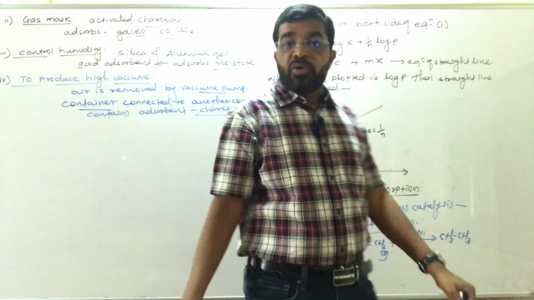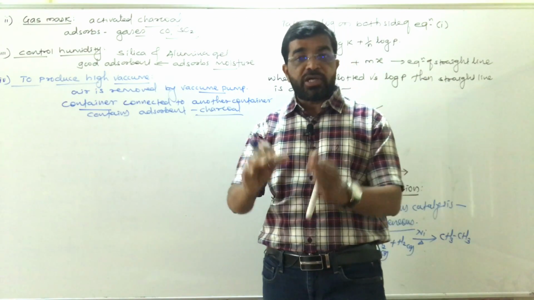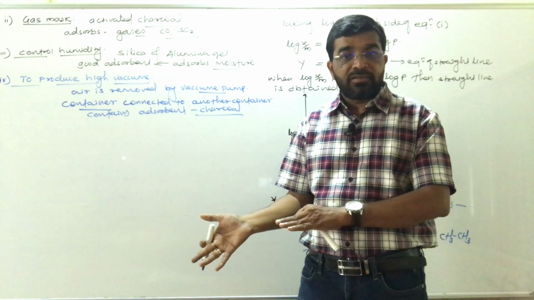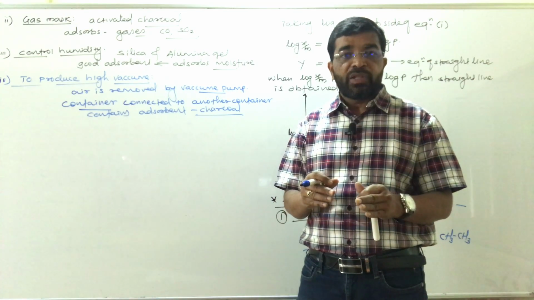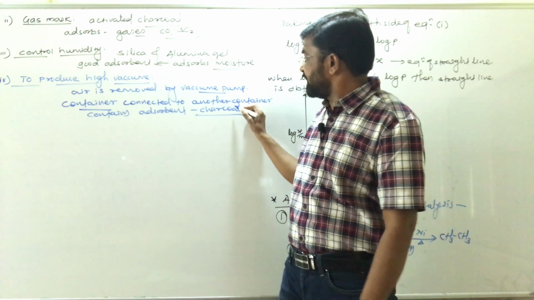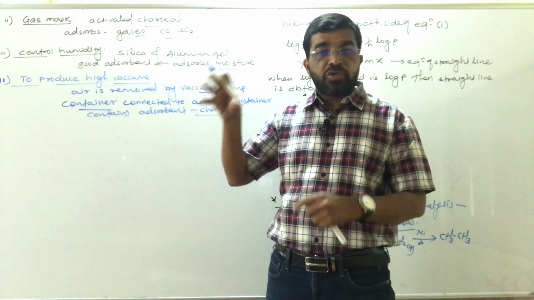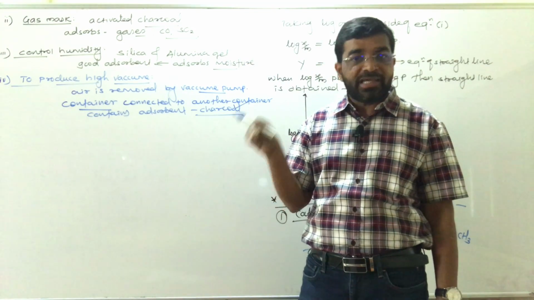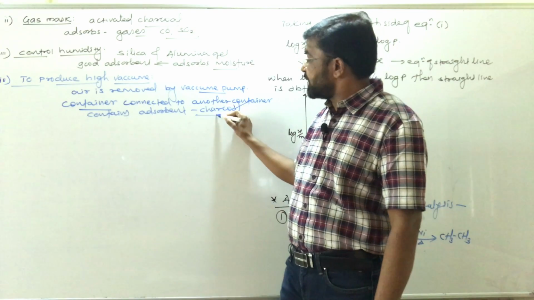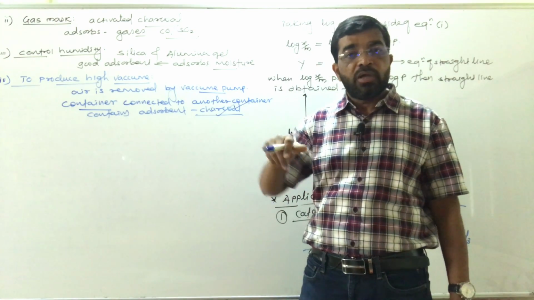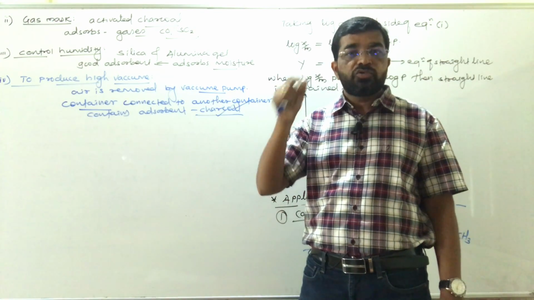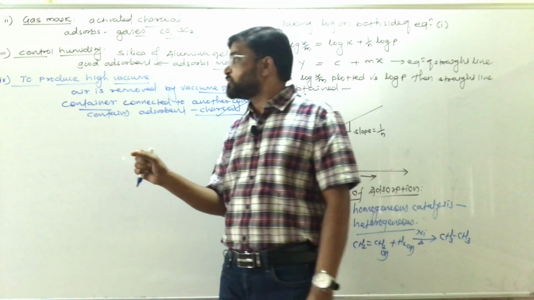So what happens when one container is connected to another container? That vacuum container is connected to another container containing the charcoal. So if any gases or air are left, they will get adsorbed on that charcoal, and then we have to disconnect it. So high vacuum production takes place.